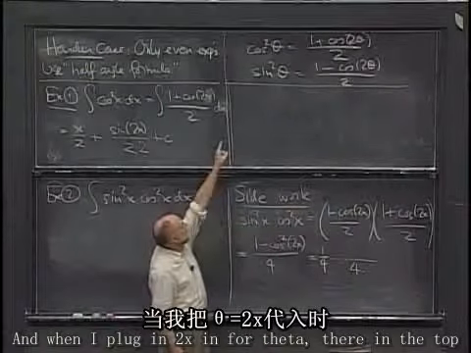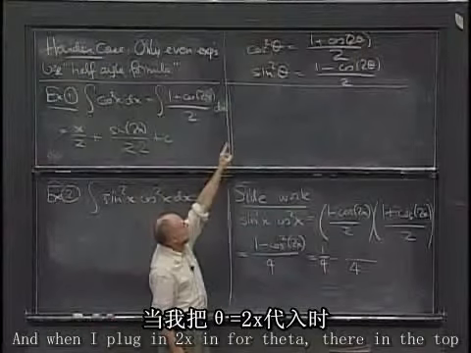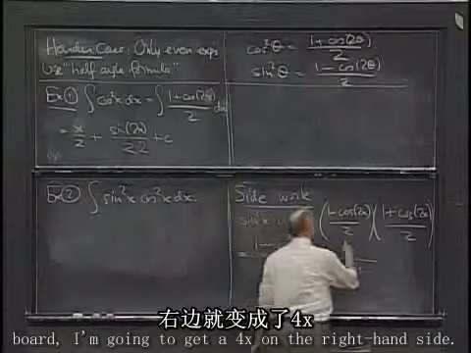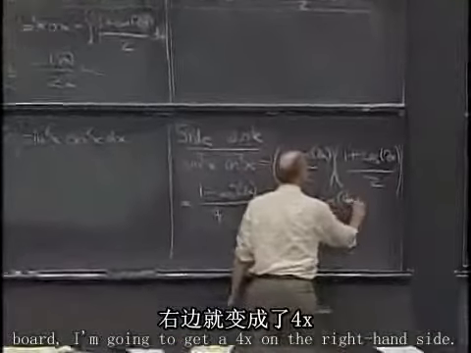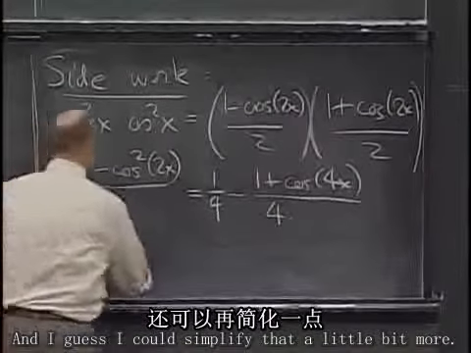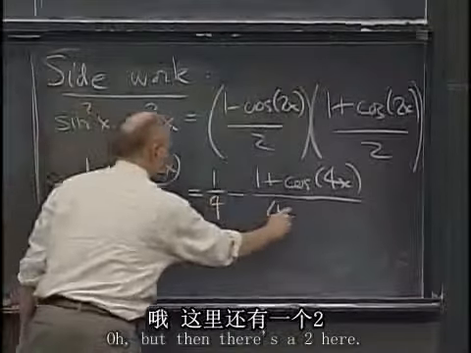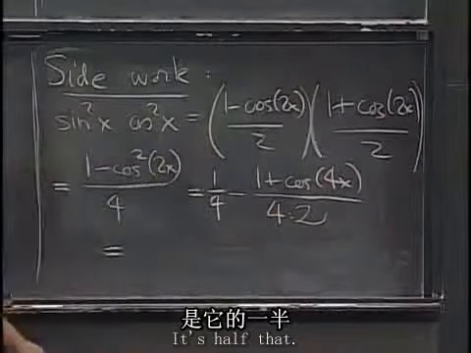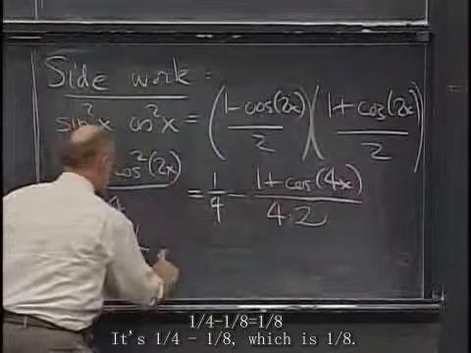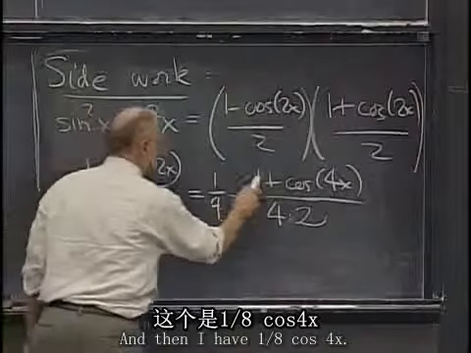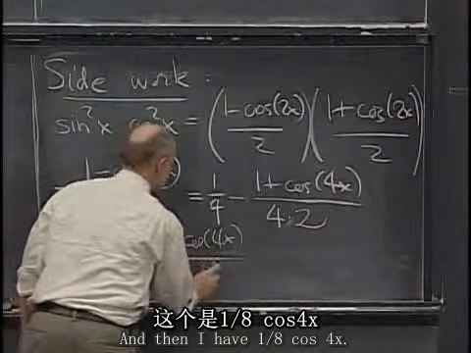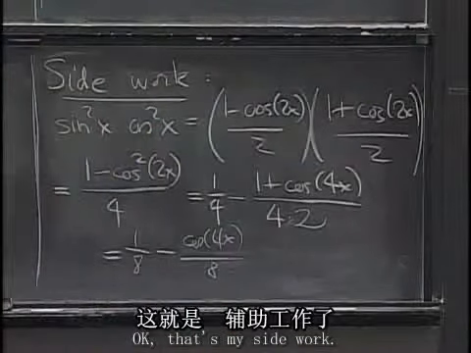Okay, now when I plug in 2x for theta there in the top, I'm going to get a 4x on the right-hand side. So it comes out like that. And I guess I could simplify that a little bit more. This is a quarter. Oh, but then there's a 2 here. It's half that. So then I can simplify a little more. It's a quarter minus an eighth, which is an eighth. And then I have an eighth of cosine of 4x. Okay, that's my side work.